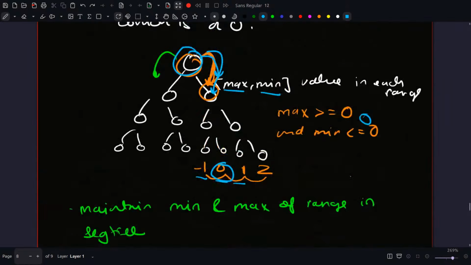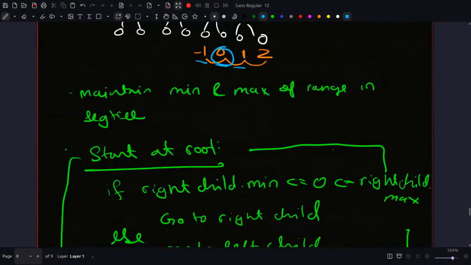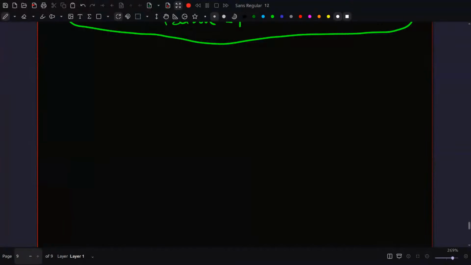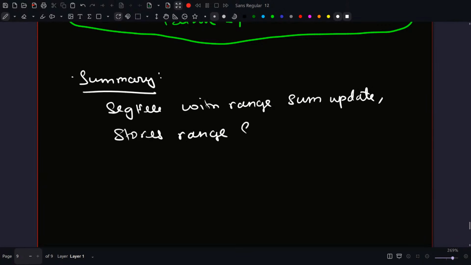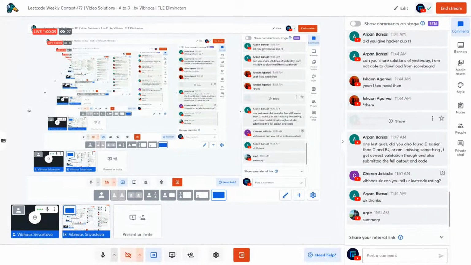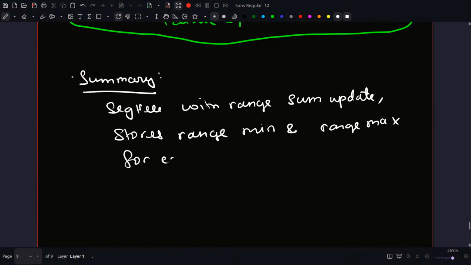Anyways, let me just summarize. We're going to create a balance array. Summary: first, we have a segment tree with range sum update, and which stores range min and range max for each node.